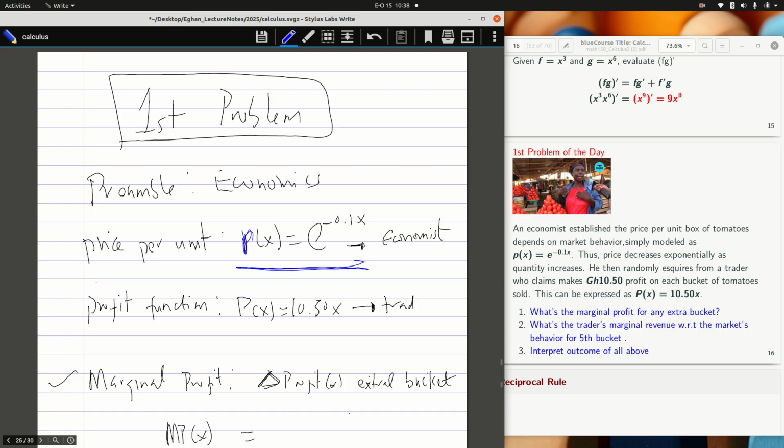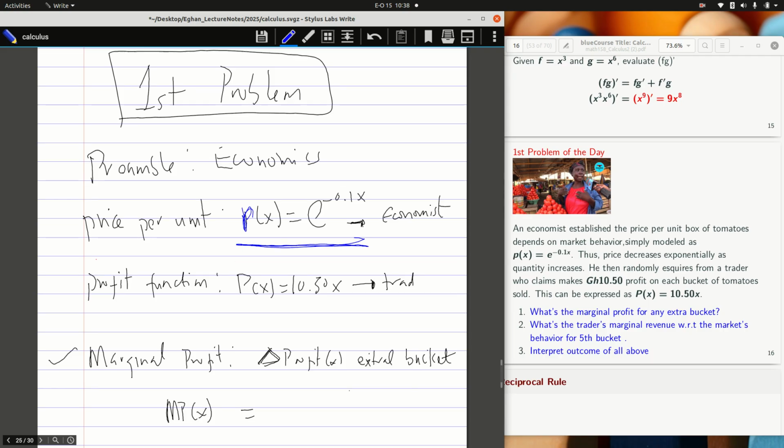He went to the market to interview a lady at random, and she says, do you know what I do? I make a profit of 10 to 50 pesos on each bucket of tomatoes I sell. So that is from a trader's point of view. And so you can model it as what we have, the capital P.